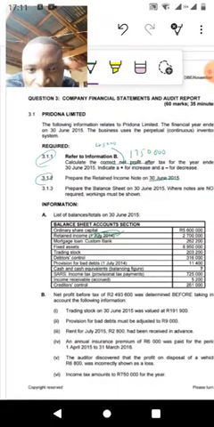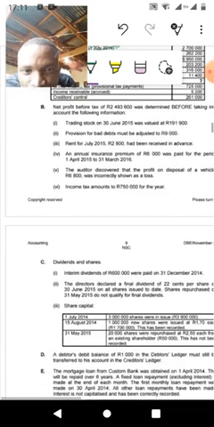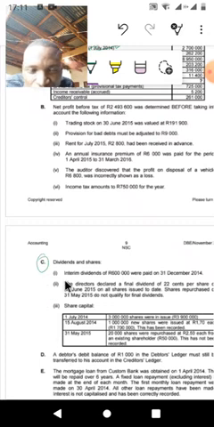Did we have an interim dividend? Let's read through our question. We look for interim dividend and we keep going down. Yeah, on C they are talking about dividend and shares. Interim dividend of 500,000 were paid on 31 December 2014.